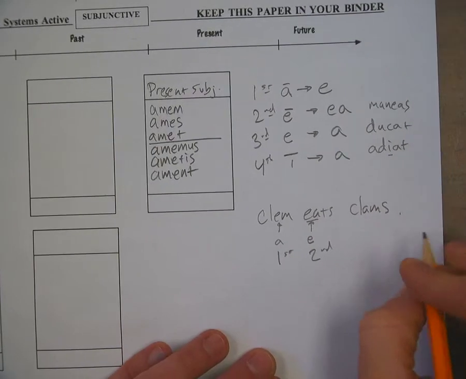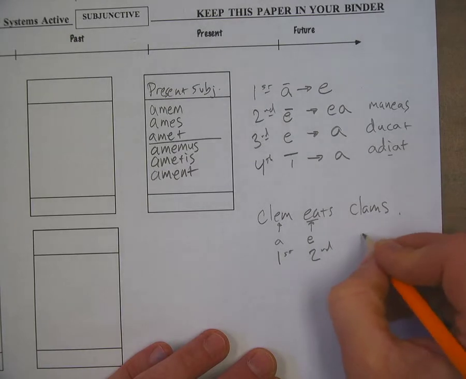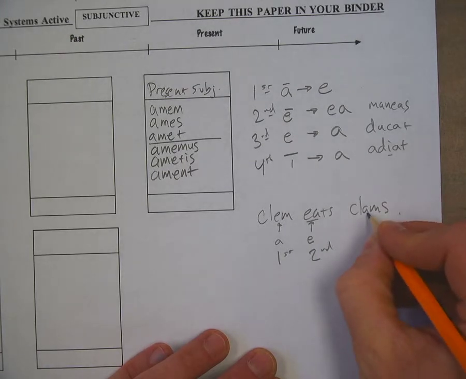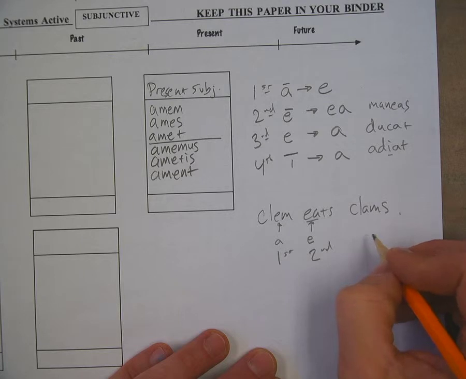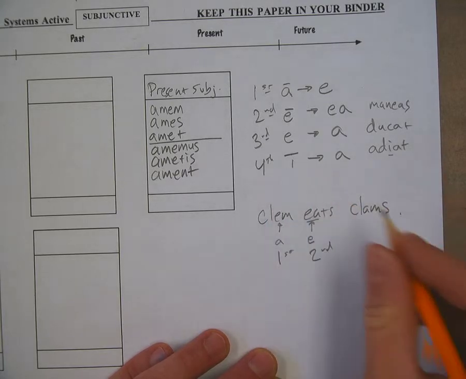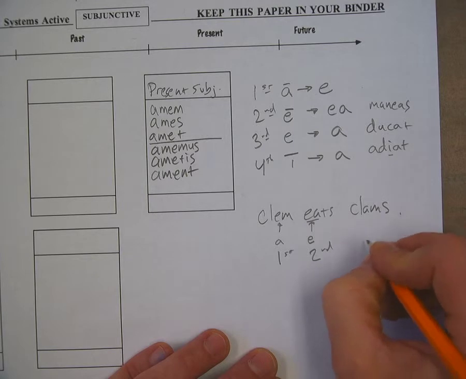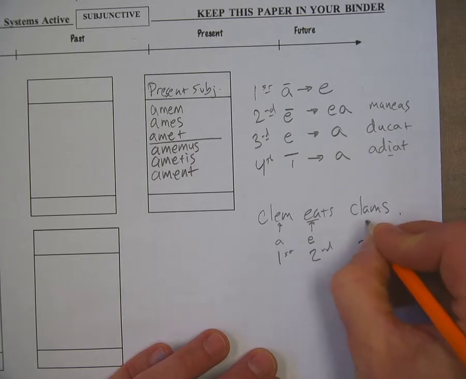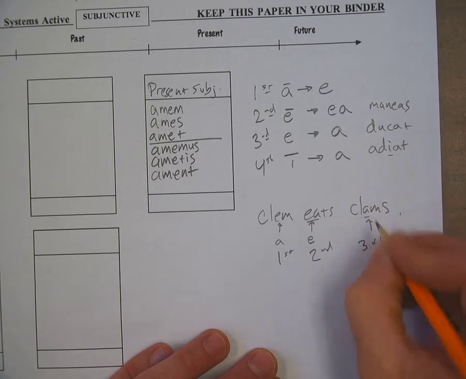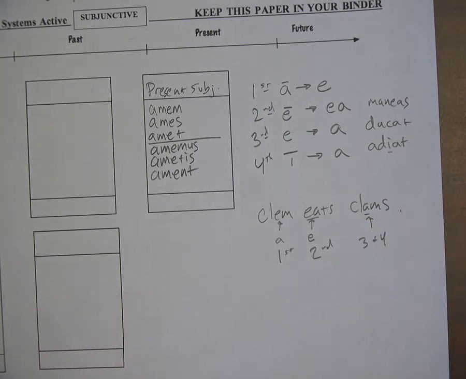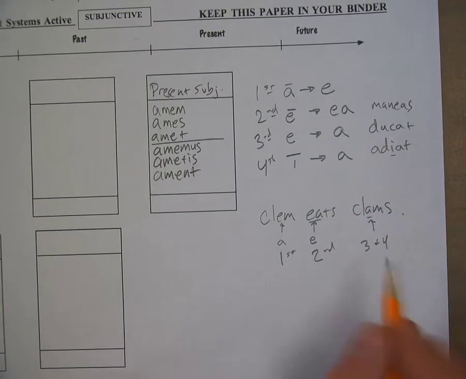And in third conjugation, third IO, and fourth, you change to A. Just remember with the ones that have the I, like third IO and audiat, which is a long I, you've got to keep that I in there. So this is for third and fourth. It changes to an A, you add an A in there. So clem eats clams is one way of remembering it mnemonically. First, second, third, fourth. Okay?